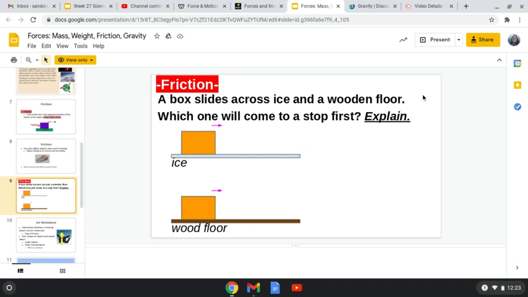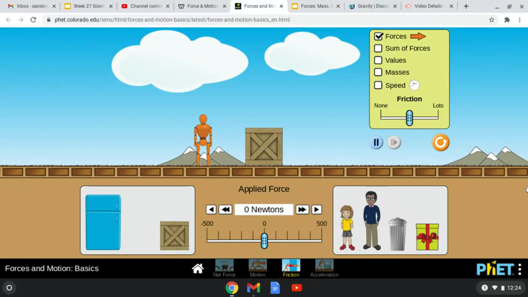So if a box slides across ice and a wooden floor, which one will come to a stop first? Which one's going to slow down the most? If I push the box across ice, the friction is less. If I push a box across a wood floor, the friction is a little bit more than ice, so this box is going to stop first or slow down quicker. And we are going to look at that through another simulation.